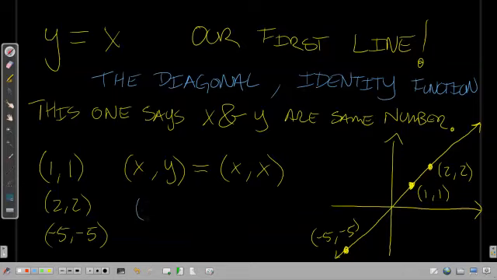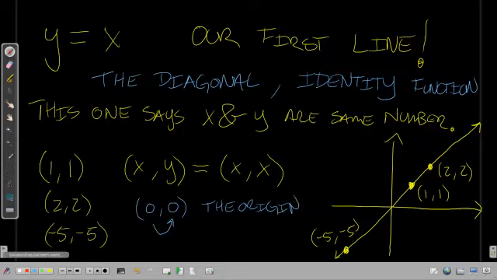Look at how it goes through the origin. It goes through the origin. It must go through the origin because the point 0, 0 is one of those type of points that has the x coordinate and the y coordinate as the same number. That's the origin right there.